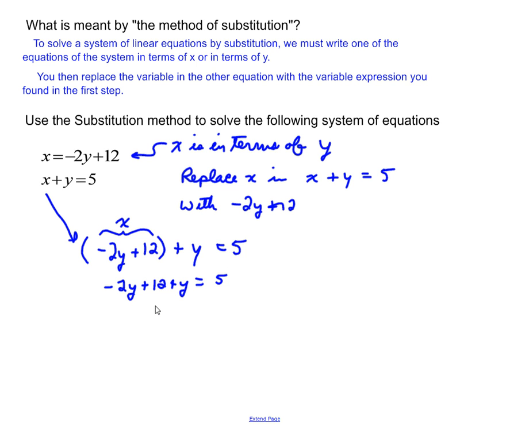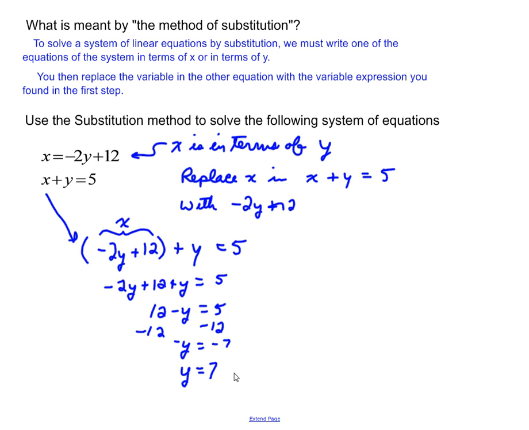Now let's simplify this. Negative 2y plus y is the same thing as negative 1y, or just negative y. So we've actually got positive 12 minus y is equal to 5. Let's isolate y by subtracting 12 from both sides, and so we get negative y is equal to negative 7. Of course, to get y by itself, we divide by negative 1. We find that y is equal to positive 7.